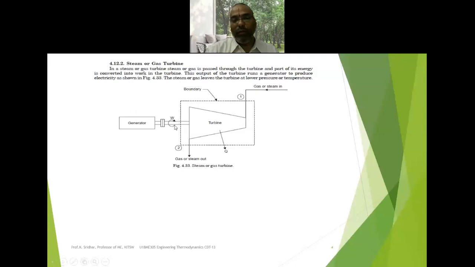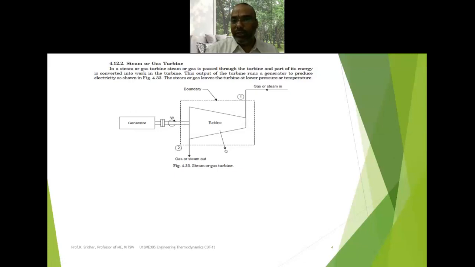So this mechanical work is converted into electrical power whenever the turbine is coupled to the generator by means of a shaft. So automatically the mechanical energy is converted into electrical energy at the exit of the generator. But at the turbine exit, strictly speaking, it is mechanical work. So mechanical work is produced by the turbine.